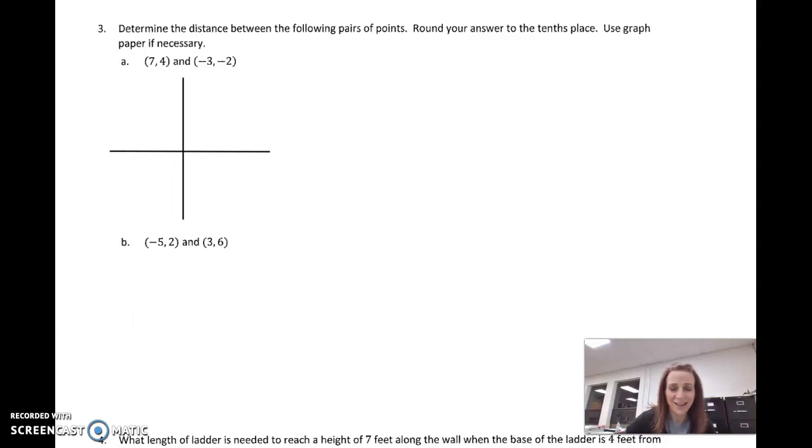7, 4, positive 7, positive 4. So we're going to come out here 1, 2, 3, 4, 5, 6, 7, and up 4: 1, 2, 3, 4. And you can see I'm just sketching it, right? That's a 4 right there. And then we have negative 3, negative 2. So again, this is my x, this is my y. So I'm going to go negative 3: 1, 2, 3, and negative 2: 1, 2. Okay.